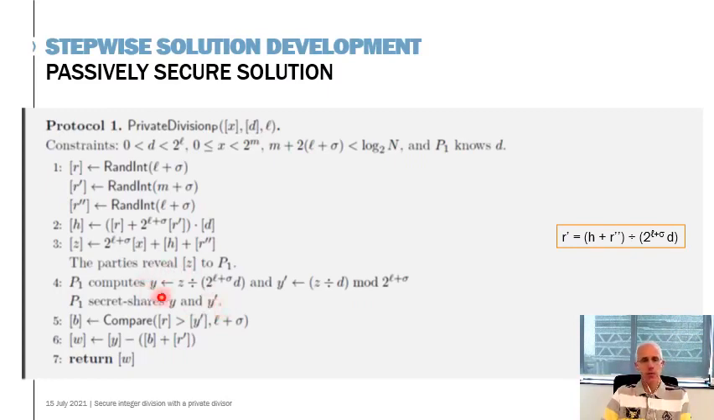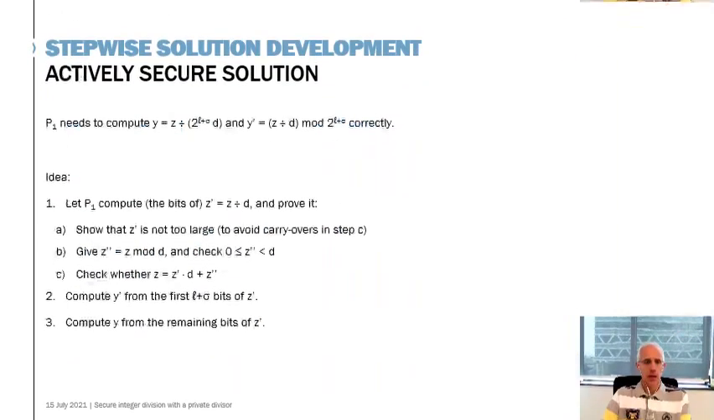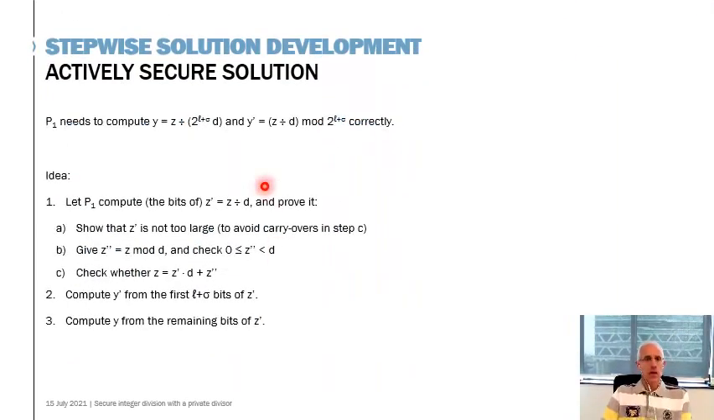Next step is an actively secure solution. So we have the problem here that P1 not necessarily computes the right y and y prime. So P1 needs to compute y and y prime correctly. How can we make sure of that?